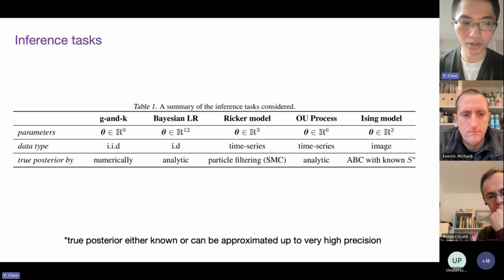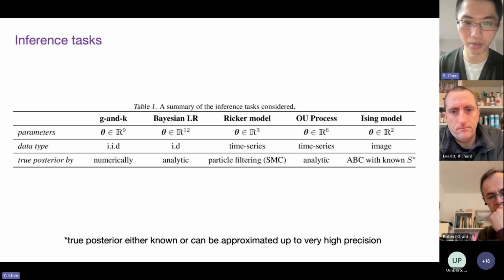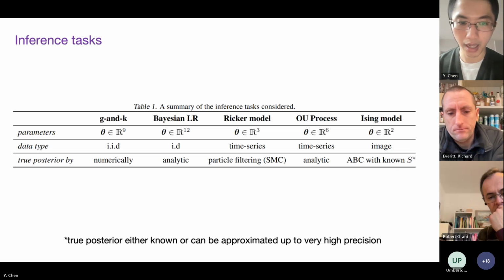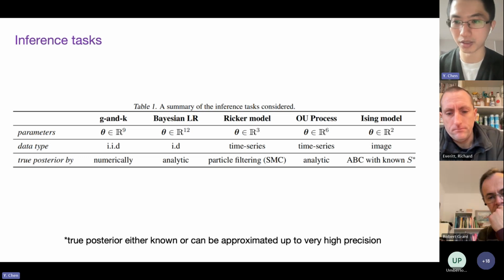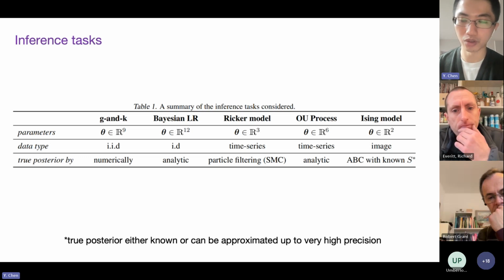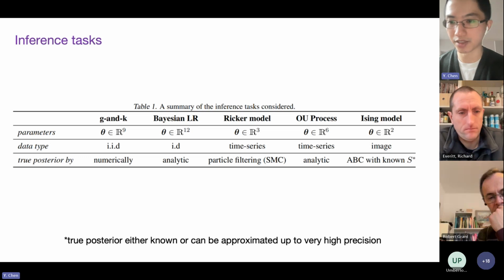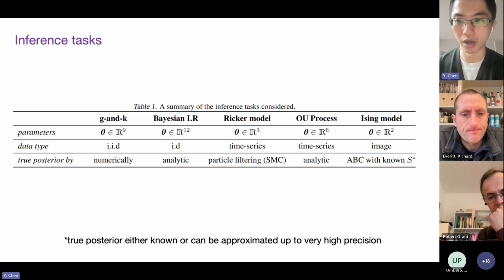So in all these cases, the true posterior is either known or can be approximated up to very high precision. For some of the tasks, the posterior can be given analytically, and for some cases, we can approximate it either numerically or based on approximate Bayesian computation with non-sufficient statistics. So we have very low dimensional sufficient statistics for the Ising model, which allow us to approximate the true posterior up to high precision using a huge number of simulations.